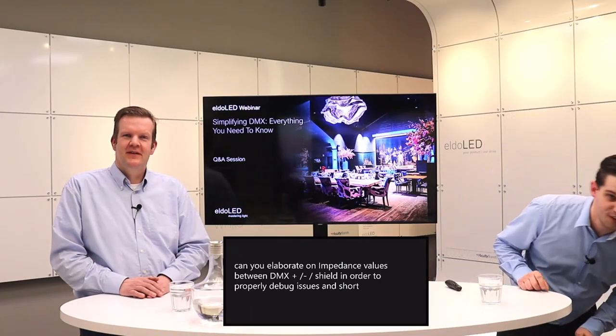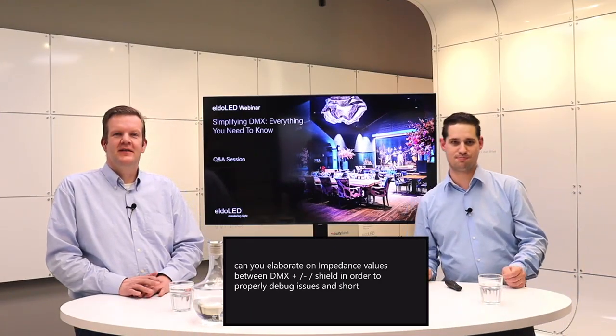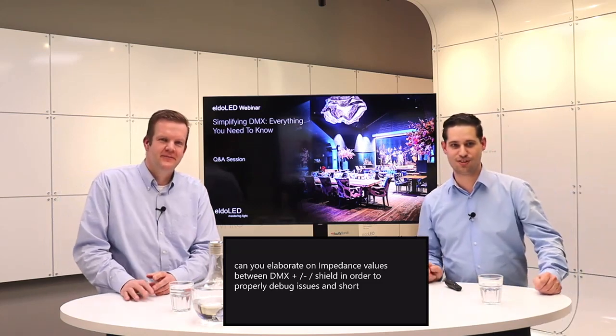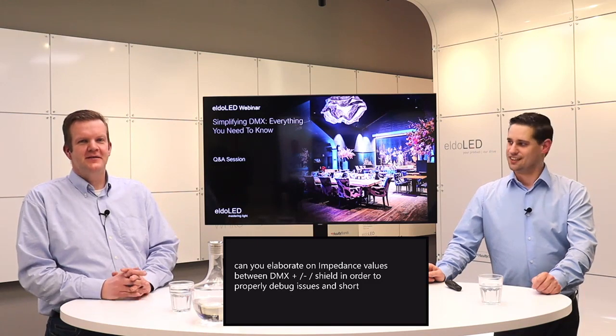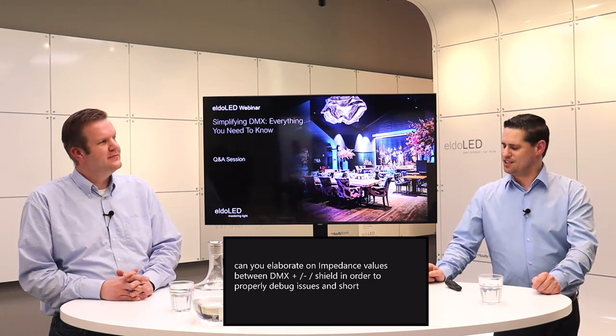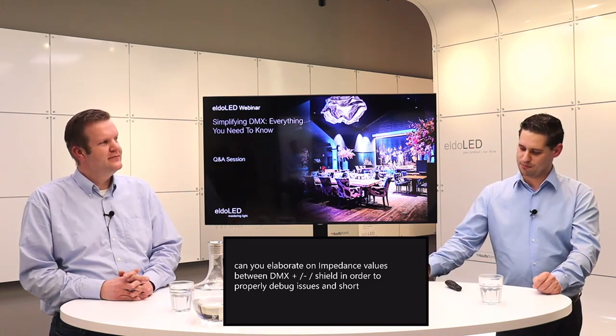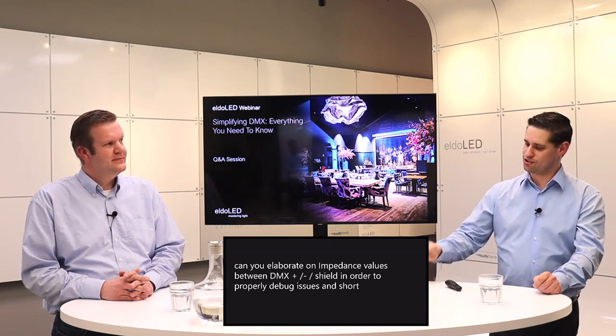Good news. Thank you. Can you elaborate on the impedance values between DMX positive, negative, shield in order to properly debug issues and shorts? I think this needs a scope or not. Well, you can do it multiple ways. You can do it with a multimeter device, measure the transceiver impedance between the positive and the shield, and the negative and the shield, and you compare those between units to quickly eliminate transceiver damage. But there are multiple ways of doing it.